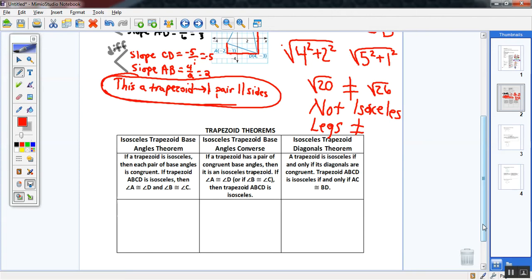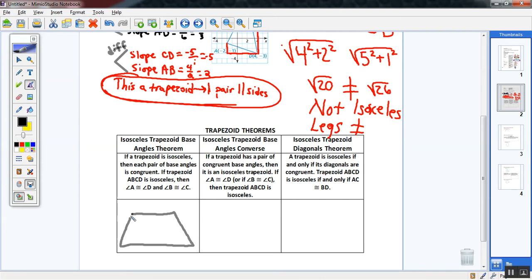So some theorems here, kids. We're going to put a bunch of words into pictures. A lot of wordiness here. I think you'll understand it. Volunteer to read what the isosceles trapezoid base angle theorem is. If a trapezoid is isosceles, then each pair of base angles is congruent. If trapezoid ABCD is isosceles, then angle A is equal to angle D, and angle B is equal to angle C. So they're telling you that you have a trapezoid that's isosceles right off the bat.